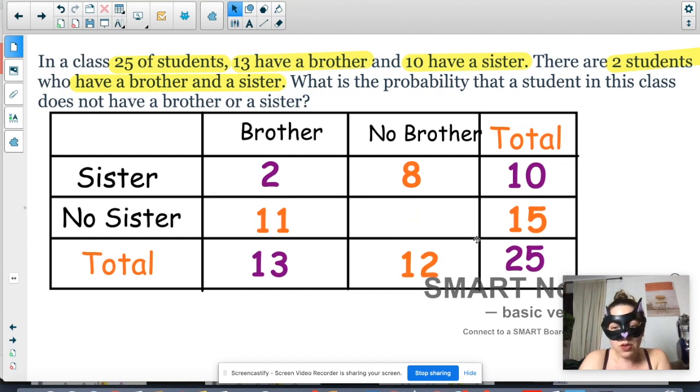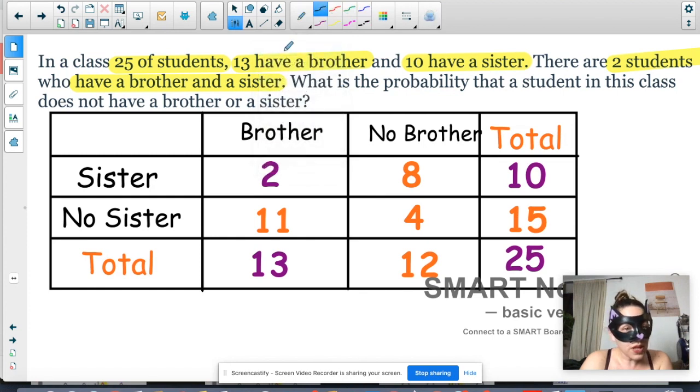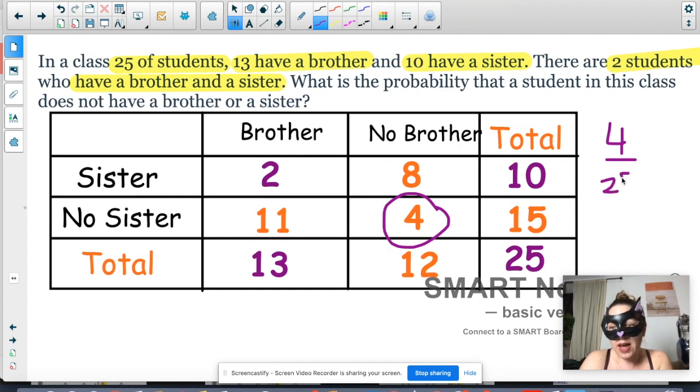And then lastly, you can go either direction. 15 minus 11 is 4, or you can say 12 minus 8. Now the question was the probability that a student in the class does not have a brother or a sister. So I'm going to look at no brother or sister. That's right here. So my probability would be 4 out of 25. And that's how I create my own two-way frequency table.